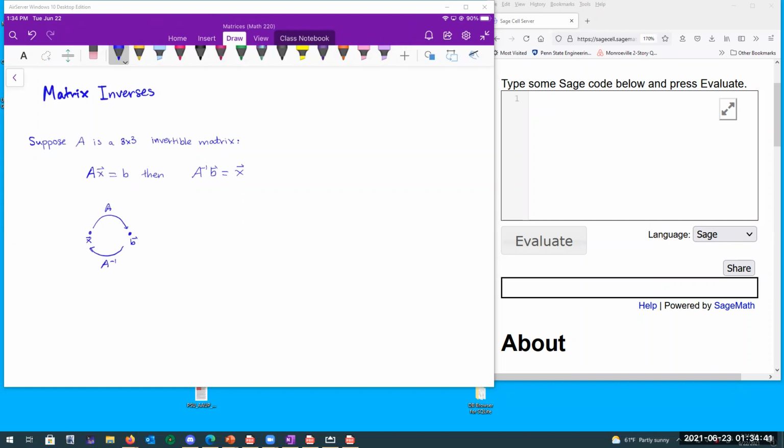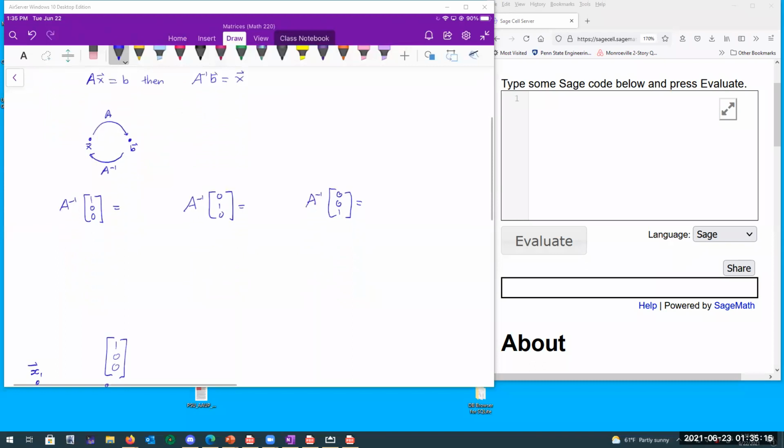Okay, so how do we build this inverse matrix? Well, we know to write down a matrix, we want to know what does A inverse do to the vector 1, 0, 0. This will be our first column. We want to know what is A inverse times 0, 1, 0. This is our second column. And we want to know A inverse times 0, 0, 1. This will be our third column.